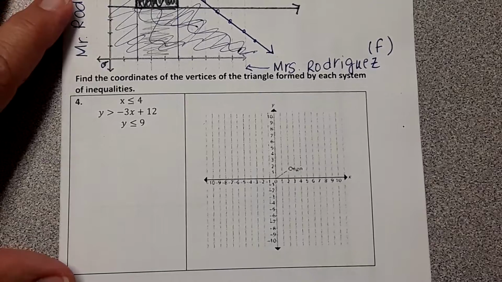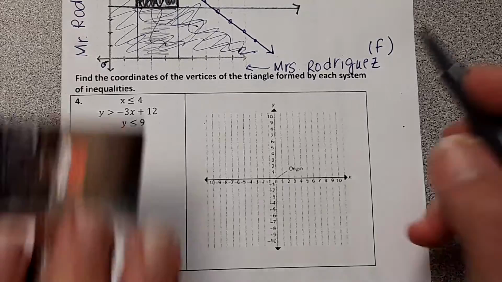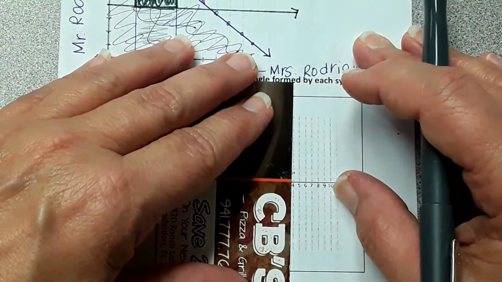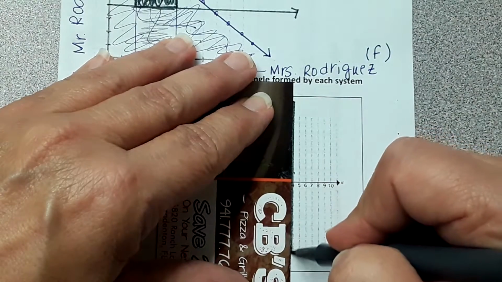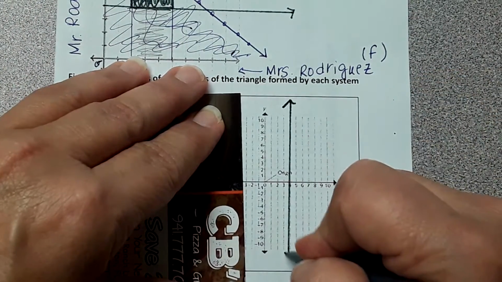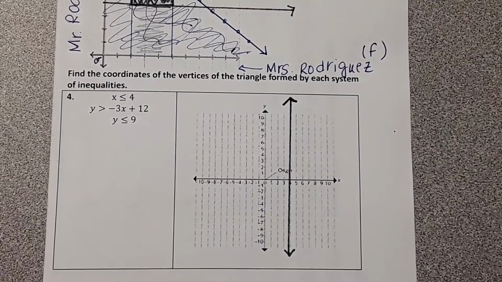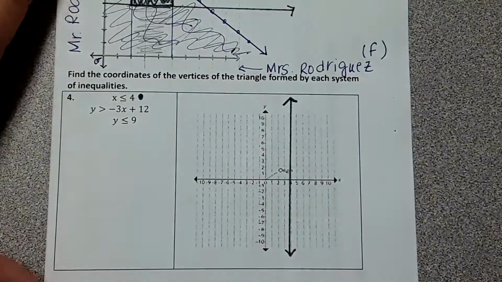X is less than or equal to 4. What kind of line is it? Vertical, horizontal, or just a normal graphing line? It is vertical. We're going to go over to 4, and it's solid because it's less than or equal to, so we're going to draw a solid line at 4. Mrs. Tracy and I have agreed that for every problem that we give you like this, the vertices will be easy to find. So that is this line right here, okay?